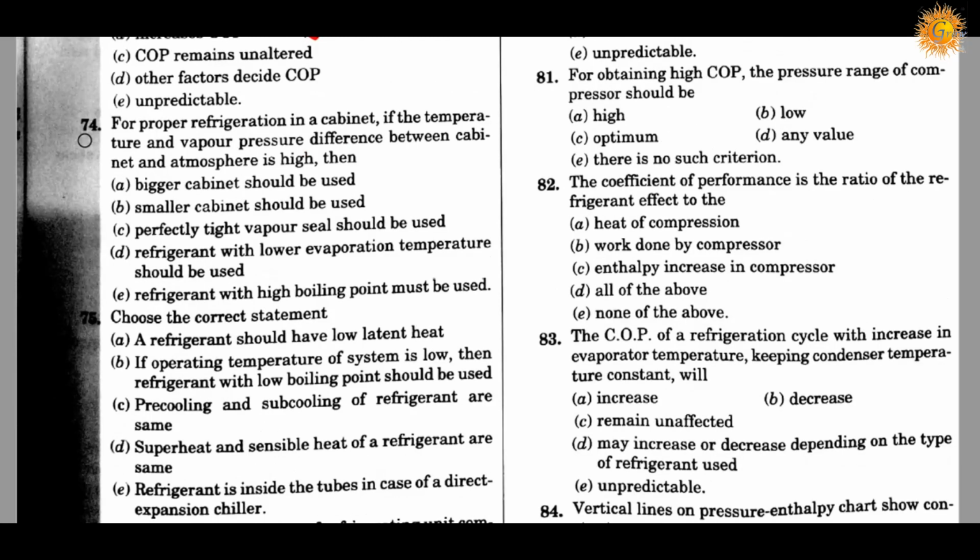Question 74. Proper refrigeration in a cabinet. If the temperature and vapor pressure difference between cabinet and atmosphere is high, then option A, bigger cabinet should be used. Option B, smaller cabinet should be used. Option C, perfectly tight vapor seal should be used. Option D, refrigerant with lower evaporation temperature should be used. Option E, refrigerant with a high boiling point must be used. So the correct answer is C, perfectly tight vapor seal should be used. Question 75.